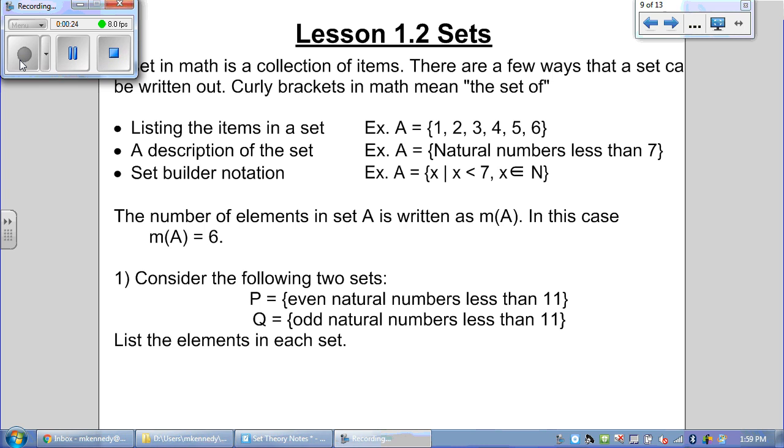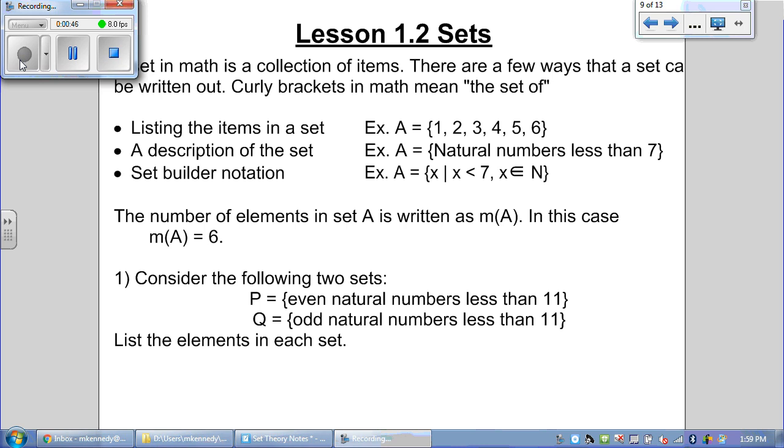What we're going to talk about is something called sets. We're going to start off by talking about what a set is and then different ways of writing sets. A set is just a group of things. So for example, we could be a group of things and we could be a set. We could be the people in Mr. Kennedy's Math 30-2 class, and we could be a set. Usually in math we're talking about numbers, right? So that makes more sense.